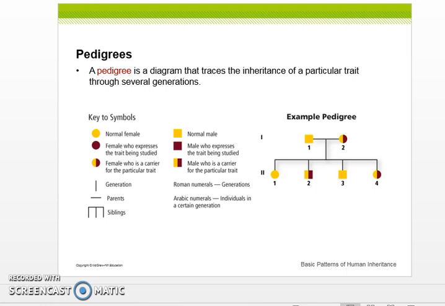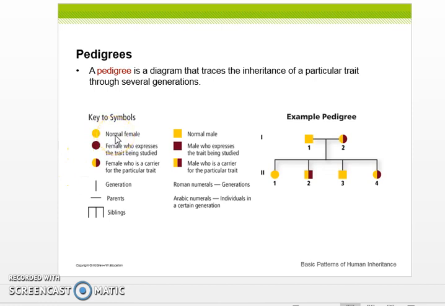So a pedigree is a diagram that traces the inheritance of a particular trait through several generations. So if you've ever mapped out your family tree, this is the family tree of genetics. And as you can see, it has a legend just like other types of maps. And although they're pretty much basic across the board, sometimes they are different. So make sure you're always referring to the key.